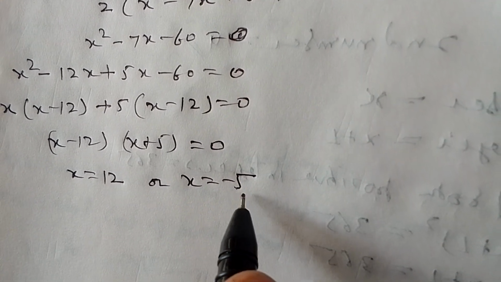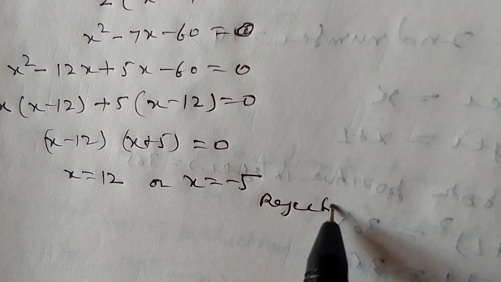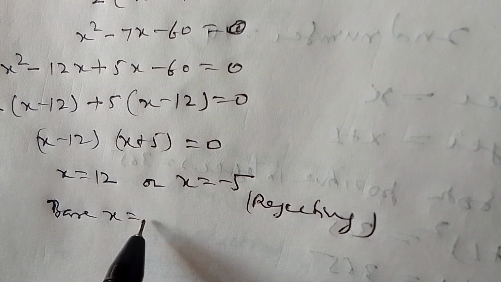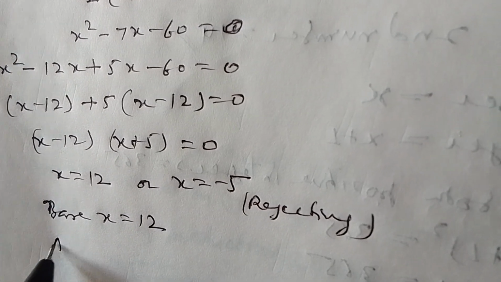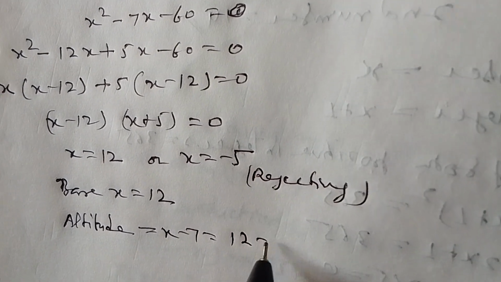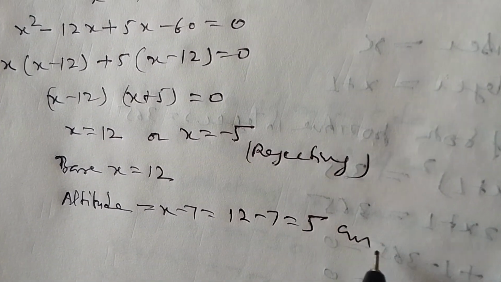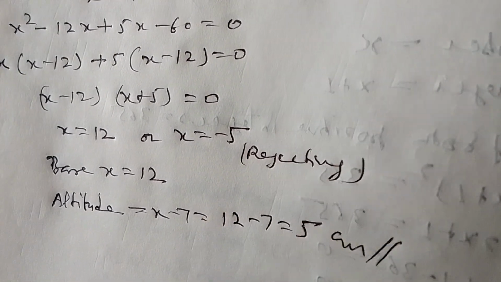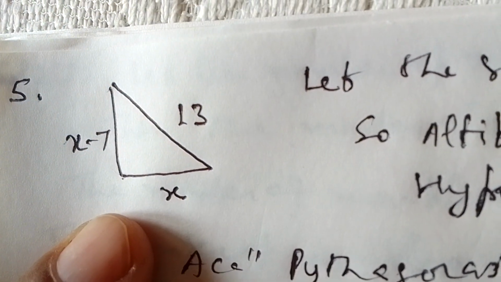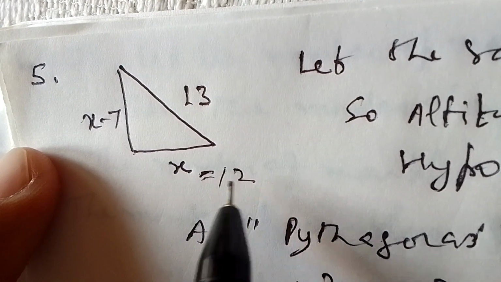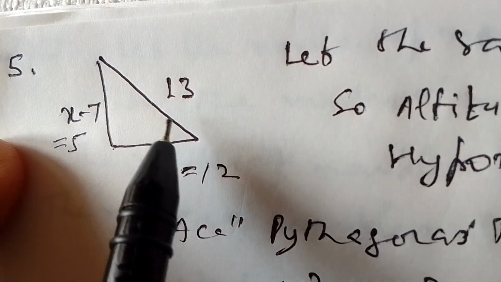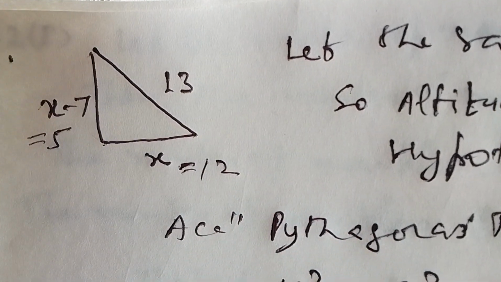So rejecting the minus term, we remained with base x as 12. So the altitude of the triangle, that is 7 less, x minus 7, becomes 12 minus 7, that is 5 centimeter. So these are the dimensions of the triangle which we have shown here. So this base x is 12 and this altitude becomes 5, so the hypotenuse is 13. So this is the answer of the fifth question.